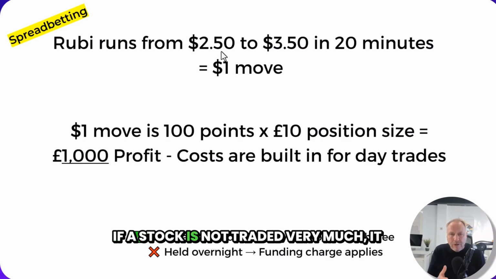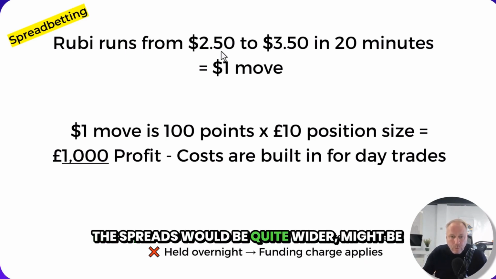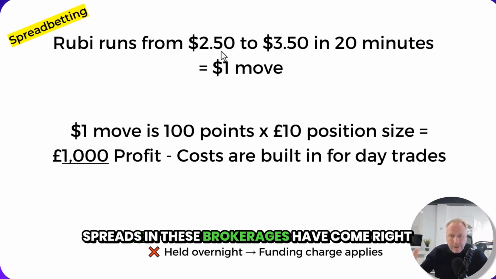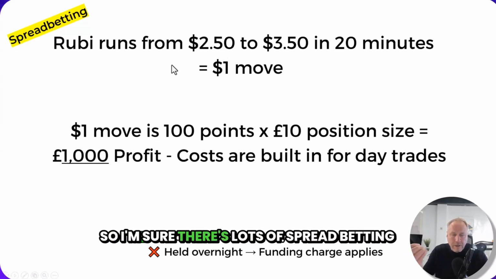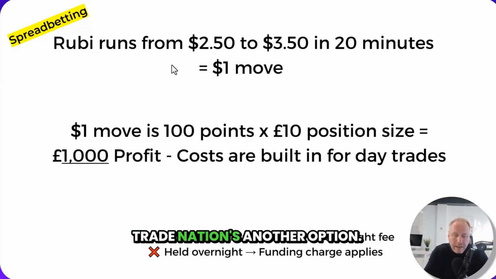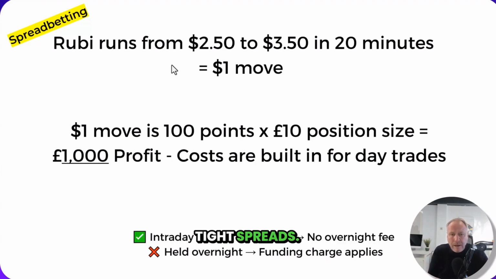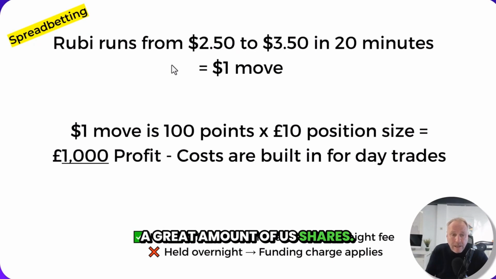If a stock is not traded very much, it could get quite volatile to move that stock around. The spreads might be quite wide. But guys, over the last 15 years, the spreads in these brokerages have come right down and are becoming very competitive indeed. I'm sure there are lots of spread betting brokers out there. Trade Nation's another option. They're a good, solid broker with tight spreads. They have fewer US shares, but still a great amount of US shares.